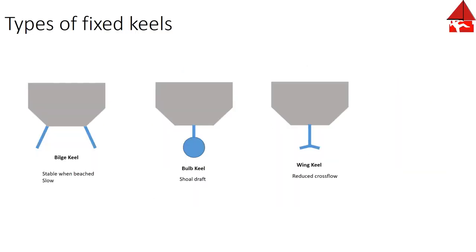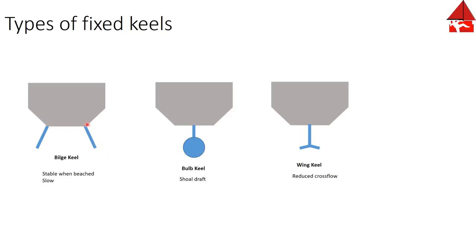So in the previous diagram, we looked at the boats from the side. Here we're going to be looking at them head-on. The reason for that is these types of keels are better discussed from the head-on perspective. So looking at the transom of the boat down the underwater waterline, here's an example of a bilge keel.